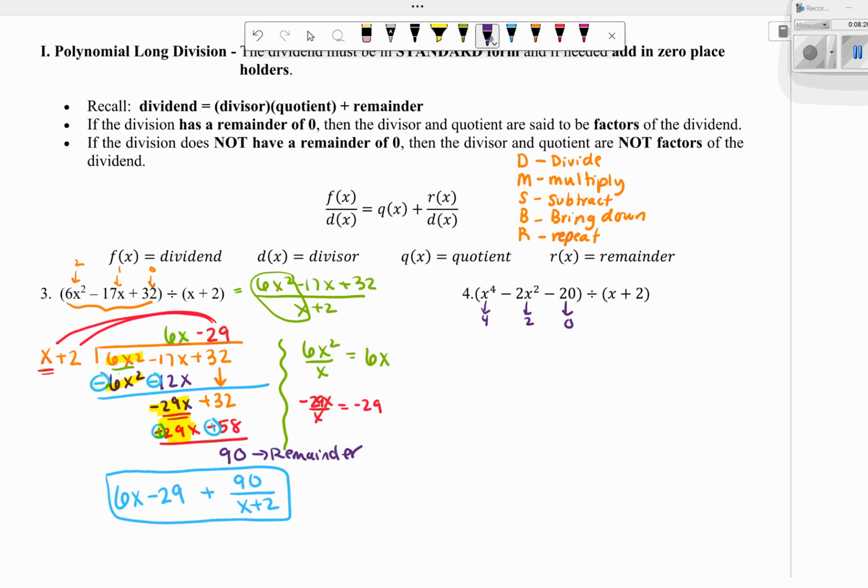So on the outside first goes my divisor, which is the x plus 2. And then underneath is our dividend. So we have x to the 4th plus 0x cubed minus 2x squared plus 0x minus 20. So again, always add in those zero placeholders. So the x cubed and the 0x are the zero placeholders that we wanted to add in. So now I'm going to do my work off to the side.